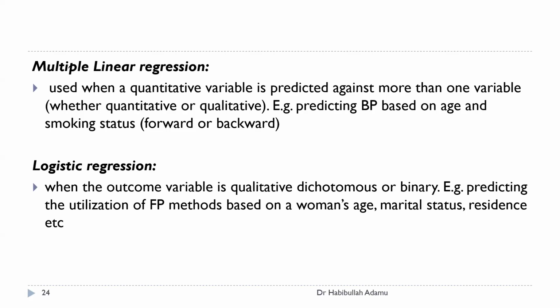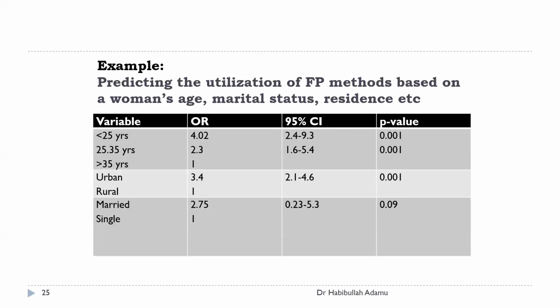Some call it polynomial logistic regression. But in most cases, it is the binary logistic. So as much as possible, try and make your outcome variable binary in nature. That means dichotomous, only two outcomes. Cured, not cured, and so on and so forth. So that is the application of regression. Now, how do we interpret the results of regression?